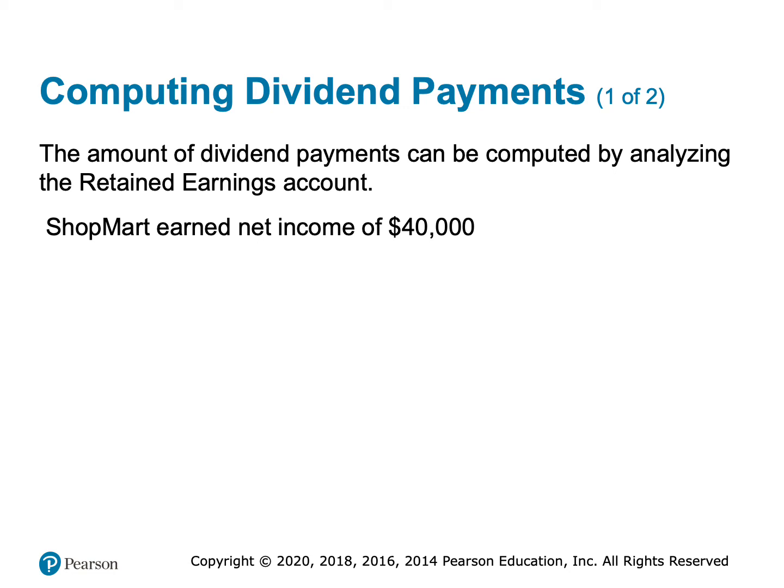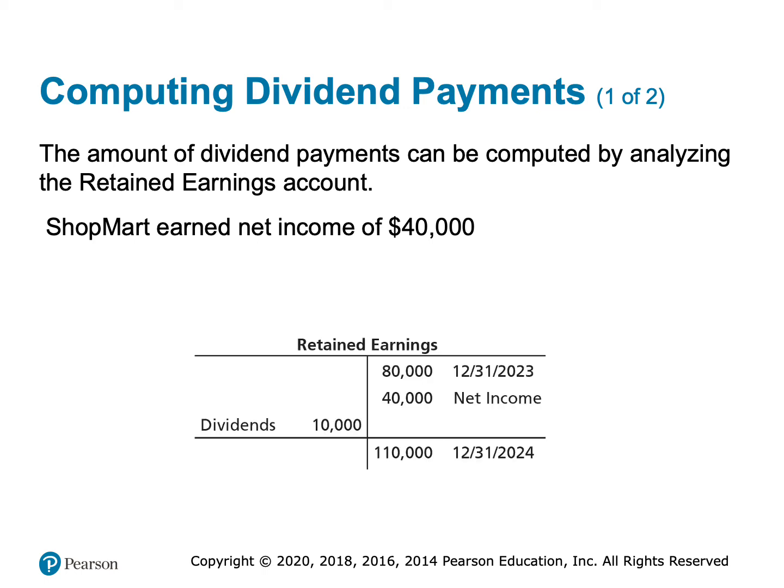Now, let's look at dividends. We know we paid dividends, but we don't know how much we paid in dividends. In order to figure out how much we paid in dividends, we need to look at the retained earnings account. So we know that the retained earnings account had an $80,000 balance last year. Only two things affect retained earnings: net income and dividends. So we know that net income was $40,000. We got that off the income statement.